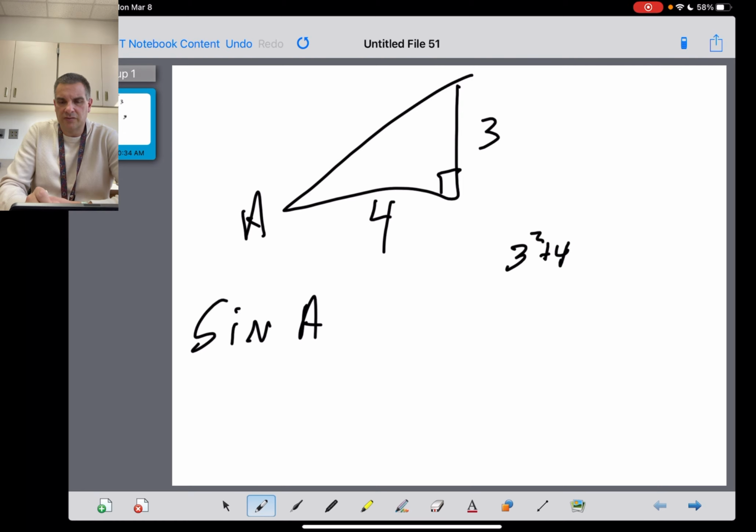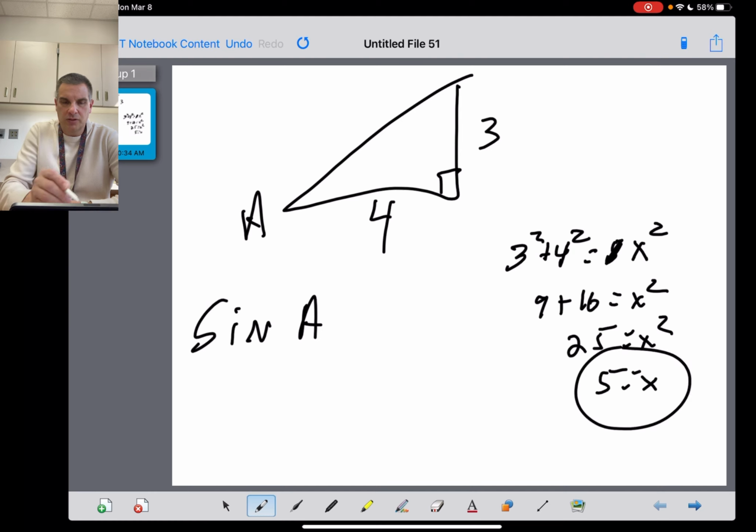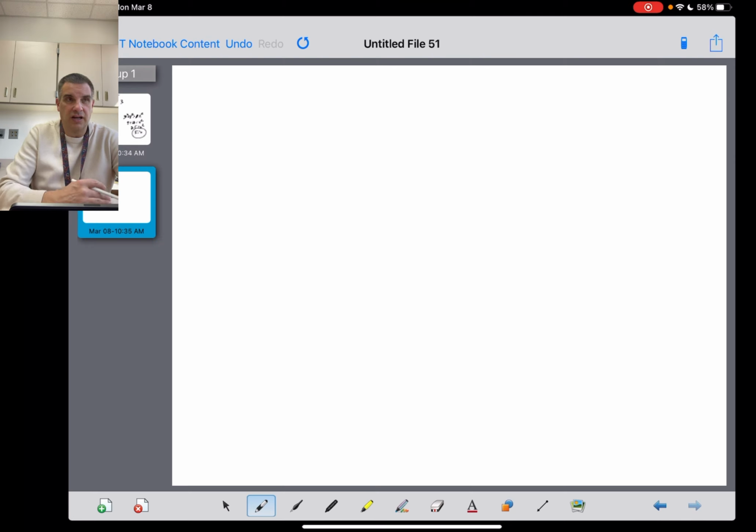3 squared plus 4 squared equals, well, it's going to be 5, but x squared. So 9 plus 16 equals x squared. 25 equals x squared. X equals 5. So we know this is 5. So the sine of this would be 3/4. Okay, you've done that before. So you may have some of those. You're going to be asked to find exact trig values. And for those exact trig values, just use that table.